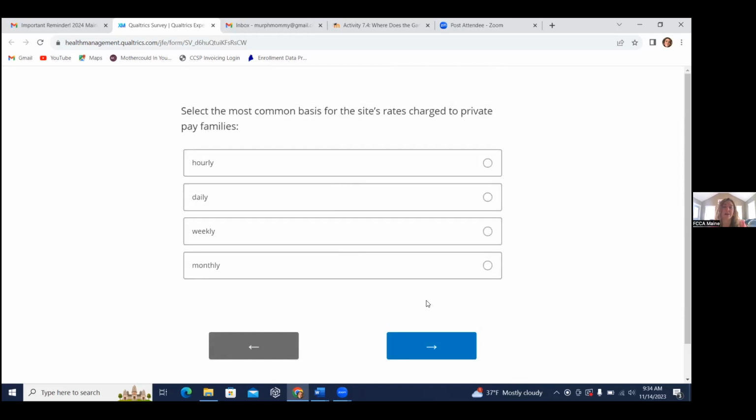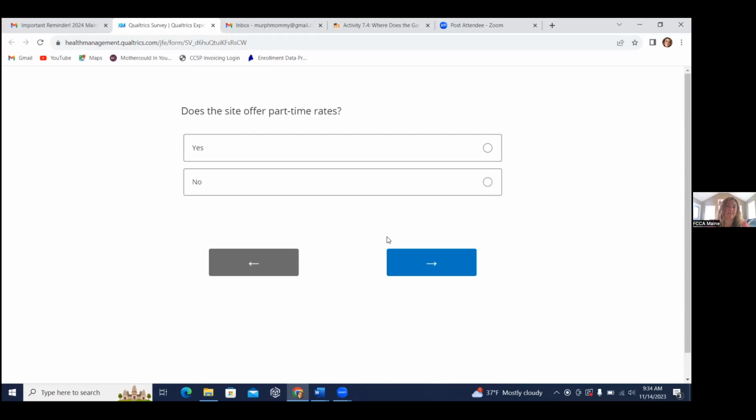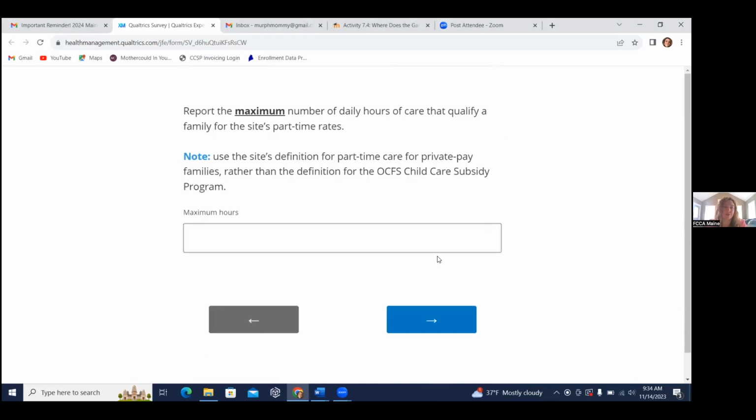So select the most common basis for the site's rates charged to a private pay family. We will do daily for this one. Does this site offer part-time rates? We'll say yes for this one. I think a lot of centers do offer. I think they do too. So that's okay. Report the maximum hours that qualifies a family for part-time rates. So this is probably half for most people, I would say. So probably 5 hours a day.